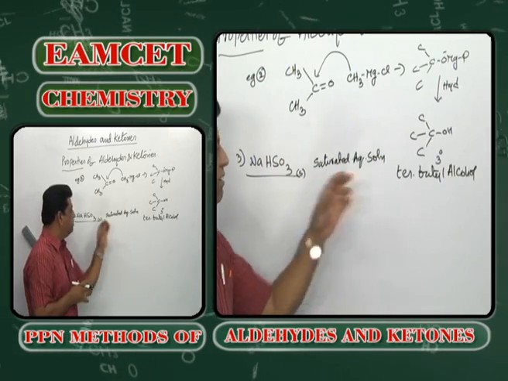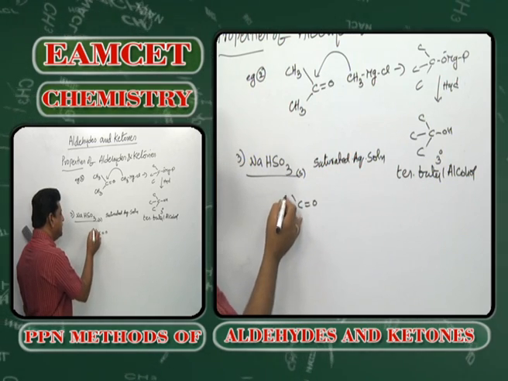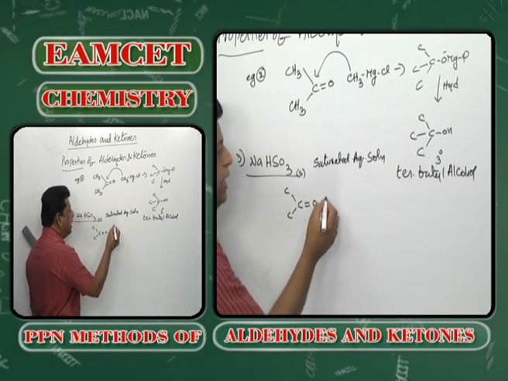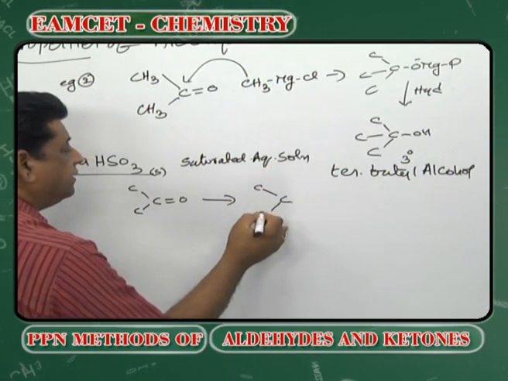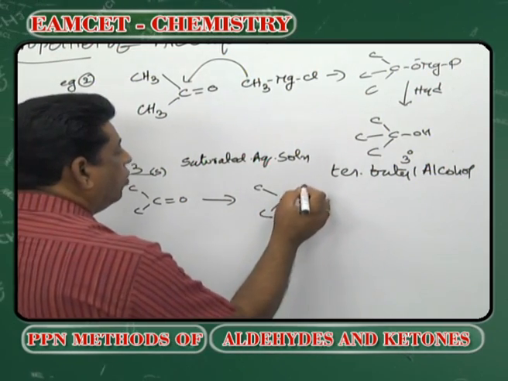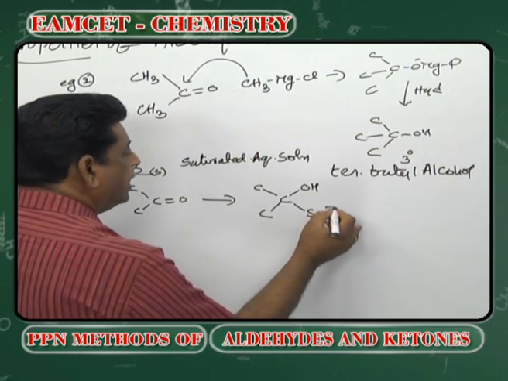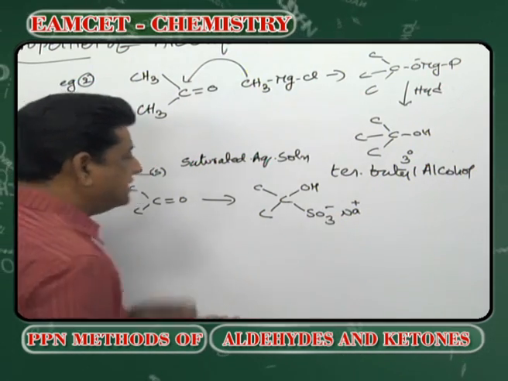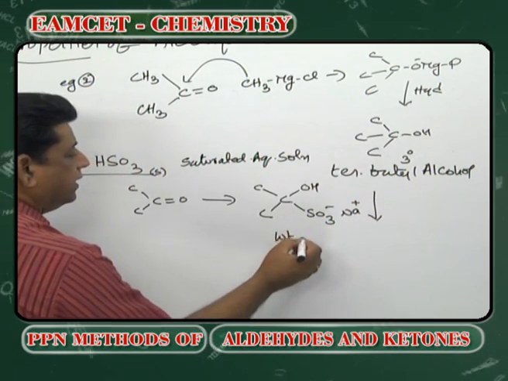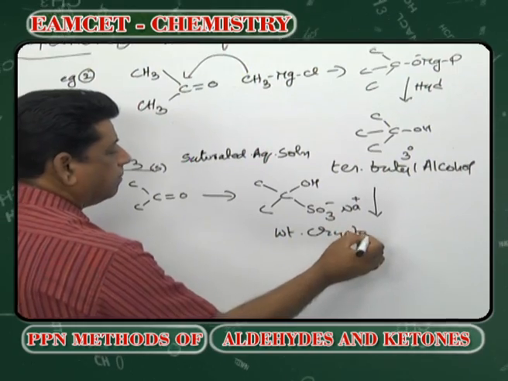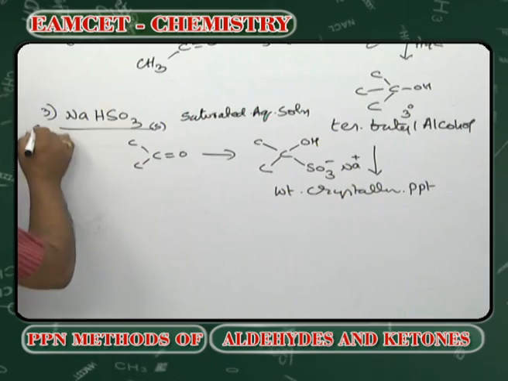That saturated aqueous solution, you take it and add it to carbonyl compounds like acetone or acetaldehyde. What happens is this compound is added here, and acetone requires the sulfite anion. O will become an OH here, and SO3 minus, a sodium salt of the sulfonate, is formed, which is a white crystalline precipitate.